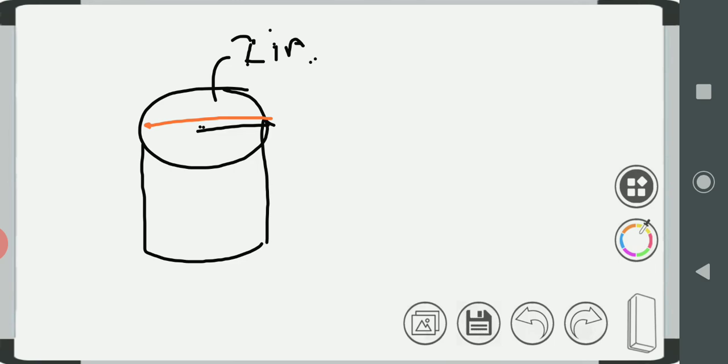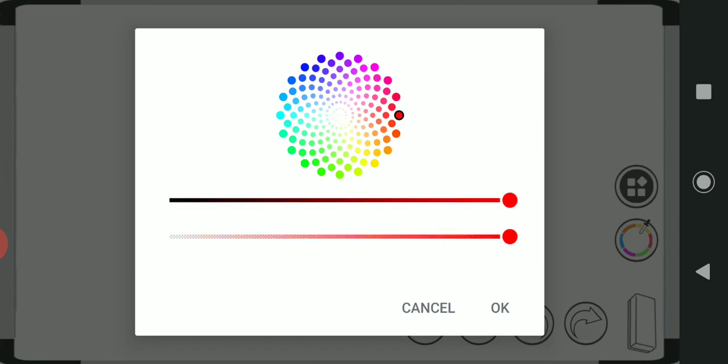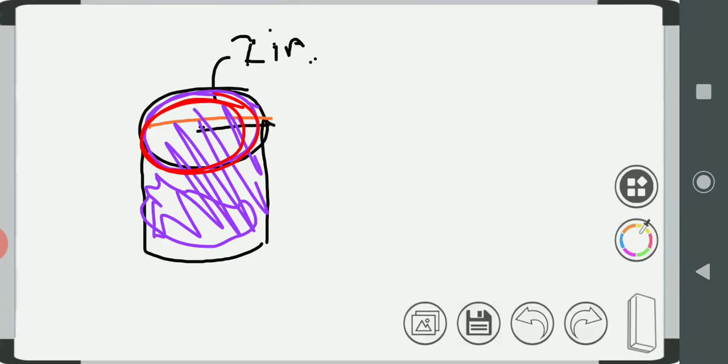So volume is how much fits inside. That's what we're looking at. How much can fit inside this can? What we're going to require is to find the area of this circle on top, and then we're going to multiply it by the depth of the can.